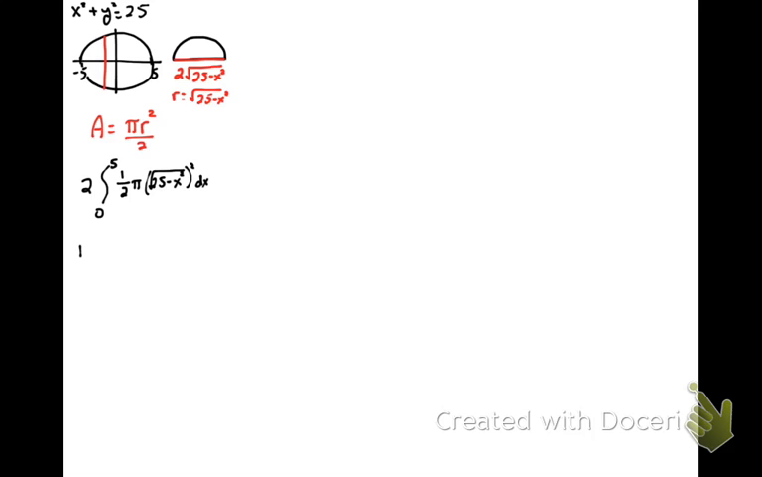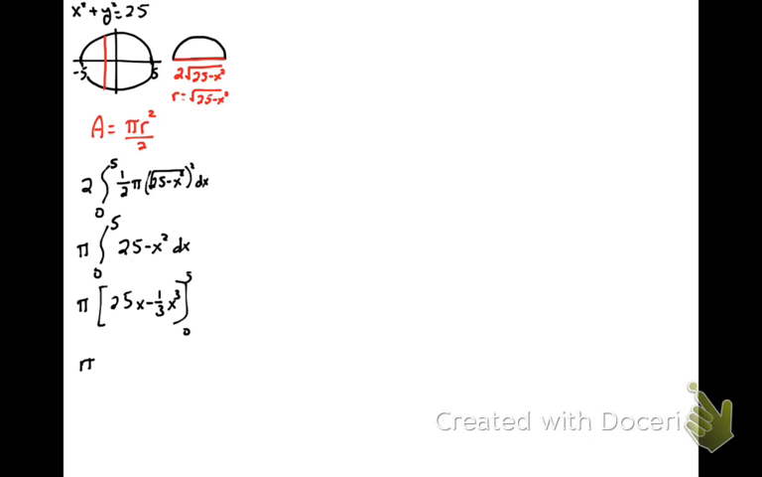Clean this up, this will be pi times the integral from 0 to 5. If you're wondering where the 2 went, 2 times 1/2 is 1. And I'm just integrating 25 minus x squared, because I squared the square root. Integrating, this works out very nicely. We've got 25x minus 1/3 x cubed. And since I integrated it, the integral sign shouldn't be here, but I will evaluate it from 0 to 5.